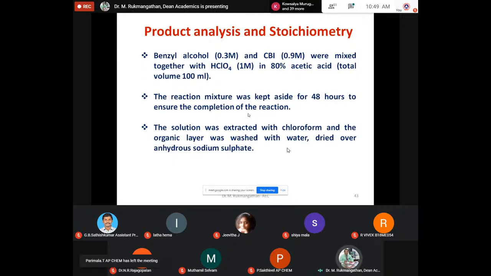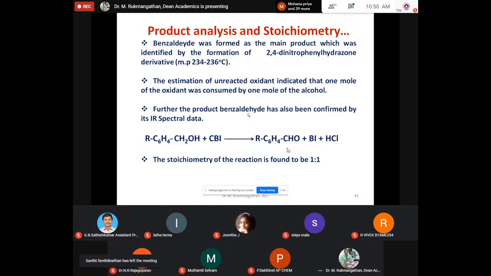The product is extracted with chloroform. The organic layer alone is washed with water. Then it is dried. The product formed, we are expecting, is benzaldehyde. The benzaldehyde can be confirmed by some other test, the 2,4-DNP derivative formation. By making use of 2,4-dinitrophenylhydrazone derivative formation, we can confirm the benzaldehyde.